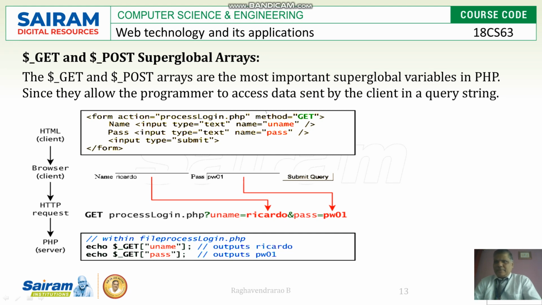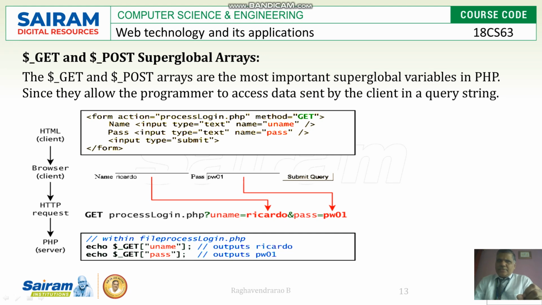So here is the example for that. Here in the form we have written form action is process_login.php. This is the program. The method is the GET method that we are using. Name is the username, password is the password. Input type is submit button.